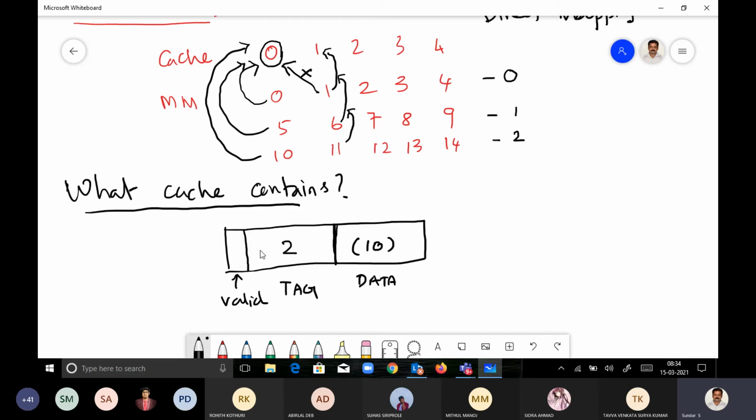Suppose the cache has some data. Some data means what? It may be 0, or it may be 5, or it may be 10. In that case, one bit we are using is called the valid bit. If the valid bit is 1, it means something is there. If the valid bit is 0, the cache is empty. So the system has started building the cache.